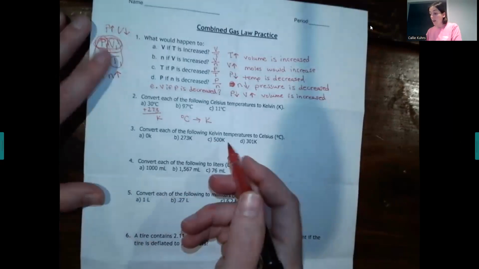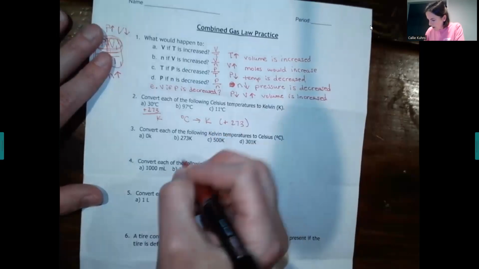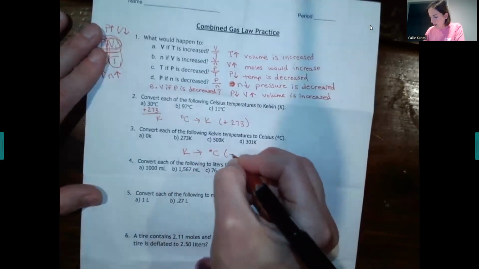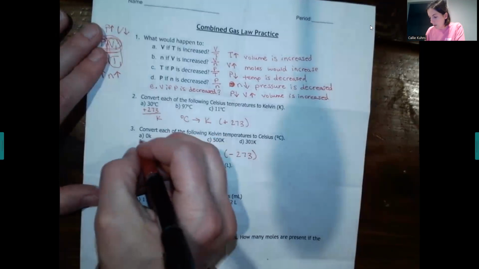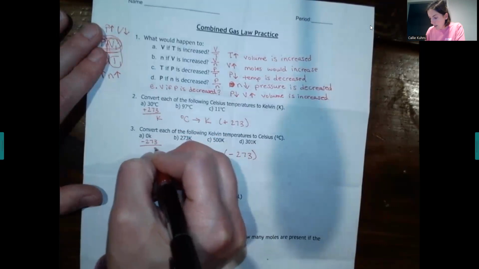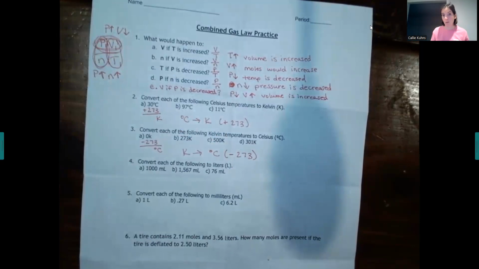Now, sometimes we'll get our answer in Kelvin when we work out the gas law problems. If it's in Kelvin and it asks you to go back to degrees Celsius, here we added 273, so if we're going from Kelvin to degrees Celsius, we subtract 273 from the answer. So for 0 Kelvin, we would subtract 273 to get our degrees Celsius. Remember, Celsius can be a negative number. Kelvin cannot be.